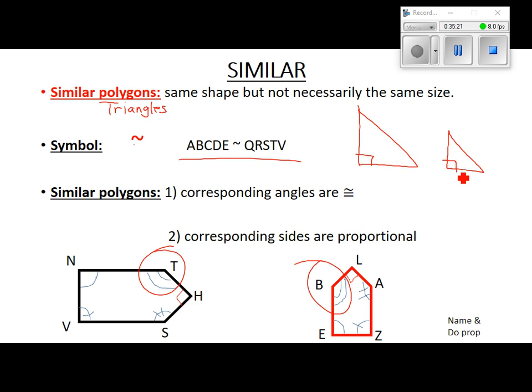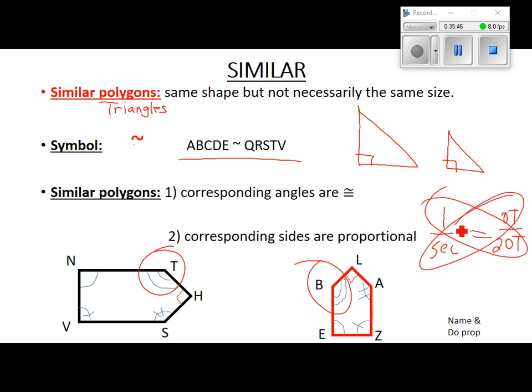The corresponding sides are proportional. So all that means is that if we know one side compared to a second side, compared to the side in the other triangle, compared to a second side in the other triangle, they're going to be proportional to each other. We're going to be able to set up a proportion and solve our proportion by cross multiplying and doing all that.